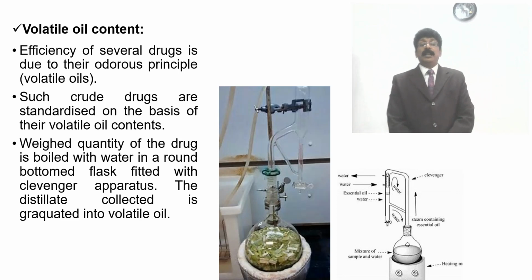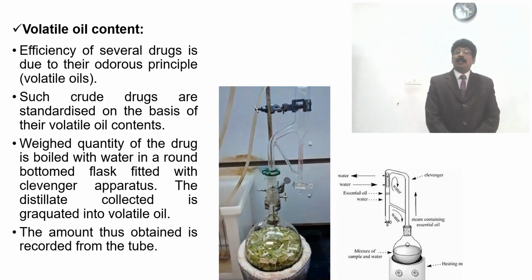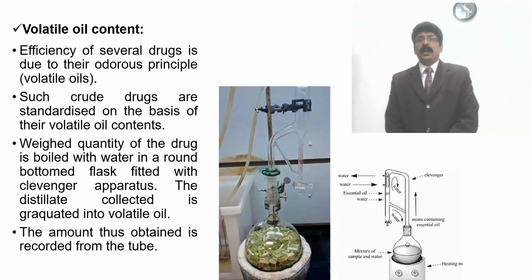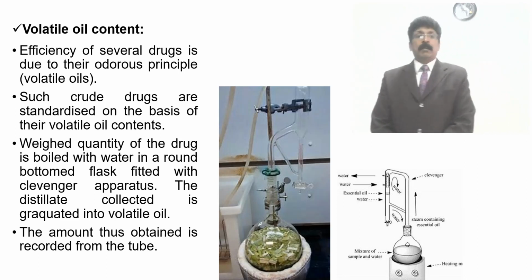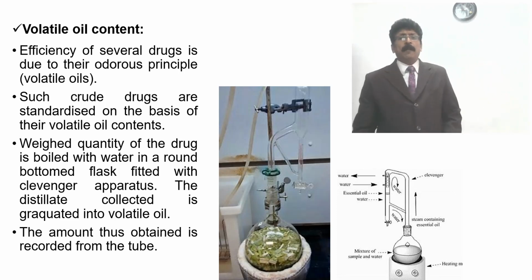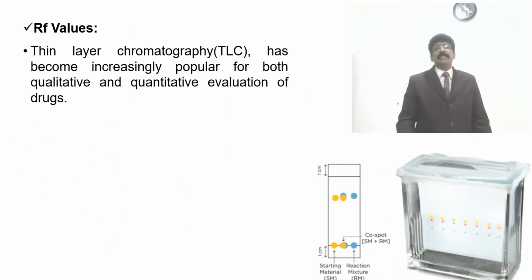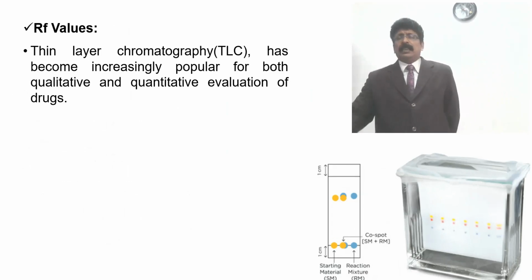By that we can find out how much volatile oil is obtained, and the purity of the crude drug sample can be determined. The amount thus obtained is recorded in the tube. This we have already discussed in many other classes, where we saw what TLC is.